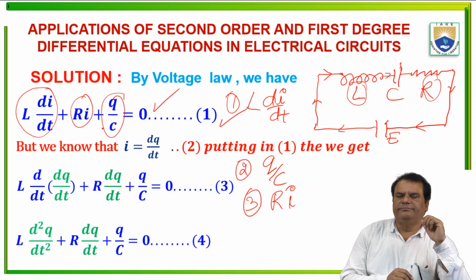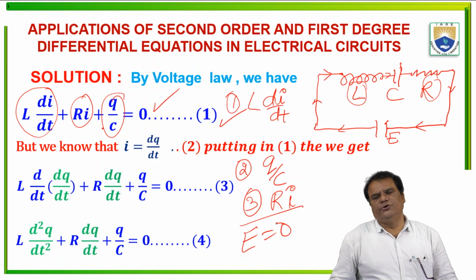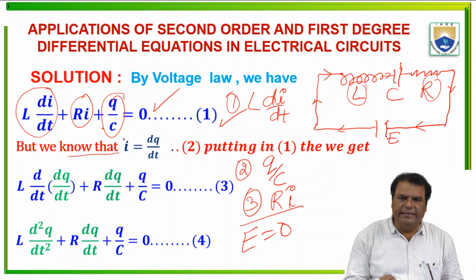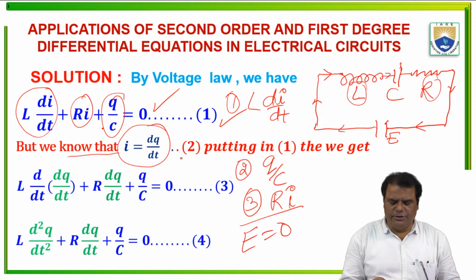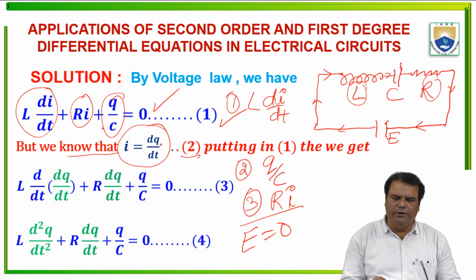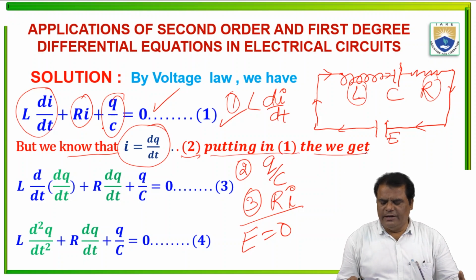This is equation 1, with E equal to 0, as given in our question. But we know that I is current, I equal to dq over dt. This is equation 2. We have defined current I as the rate of change of charge, so I equals dq over dt. We can put I equal to dq over dt in any place, so putting it in equation 1, we get.